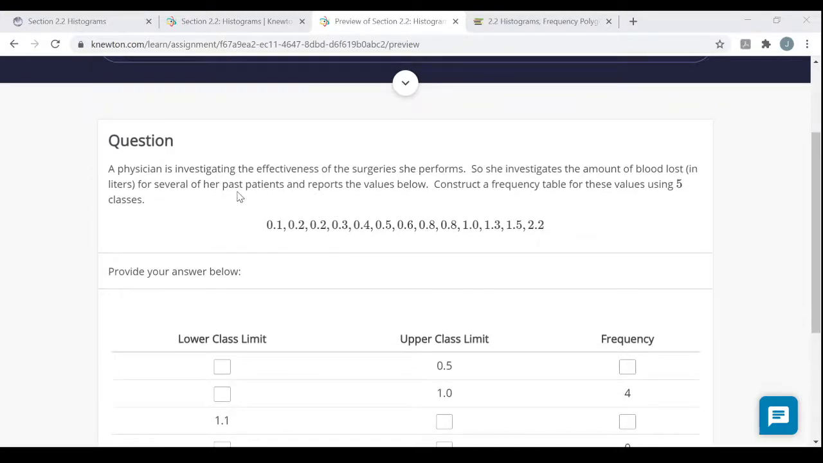All right, so here we have another problem where we're given data, and it looks like they're being very kind, lowest to highest. If you're not given it in order, I would recommend you use a calculator or do it by hand, and put the data in order from least to greatest. So a physician is investigating the effectiveness of the surgery she performs. She investigates the amount of blood lost in liters for several of her past patients and reports the values below. Construct a frequency table for these values using 5 classes.